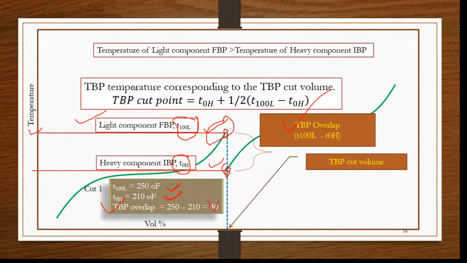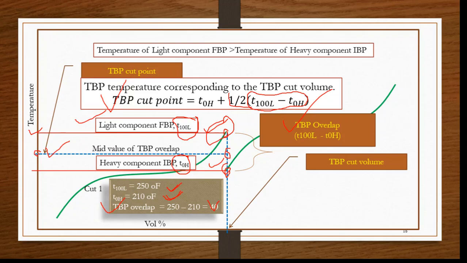Now come to the next important point, that is the TVP cut point. That is a new term that you have to remember here. TVP cut point is half of the TVP overlap plus the initial boiling point of the heavy cut. How can we represent this in the graph? If this is the half point, this is the mid volume percent of the TVP overlap, and this value on the y-axis is known as the TVP cut point.